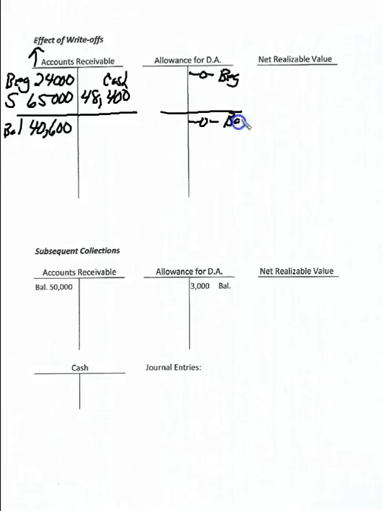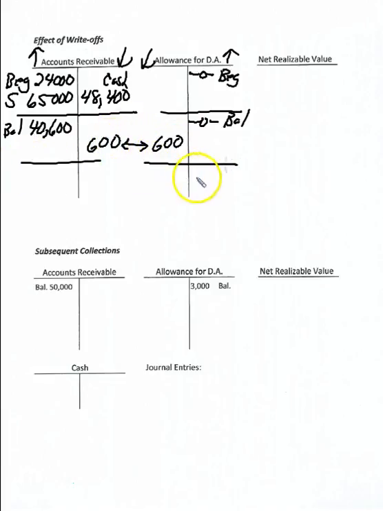So we would have this beginning balance, and here's the balance before the write-off. The write-off reduces both accounts. So when we have a write-off, we debit the allowance account and credit accounts receivable. After the write-off, we have this $600 debit, and then $40,600 minus $600, we have a $40,000 balance.